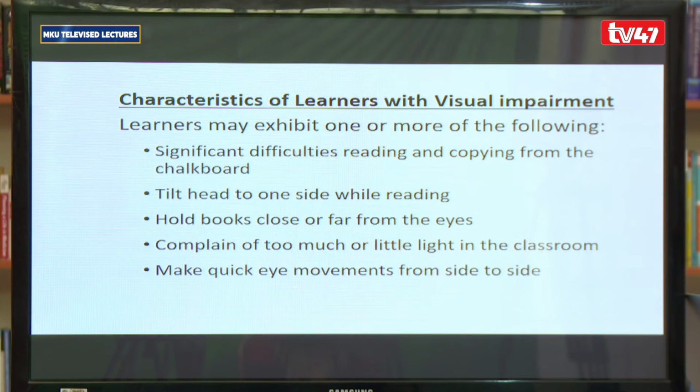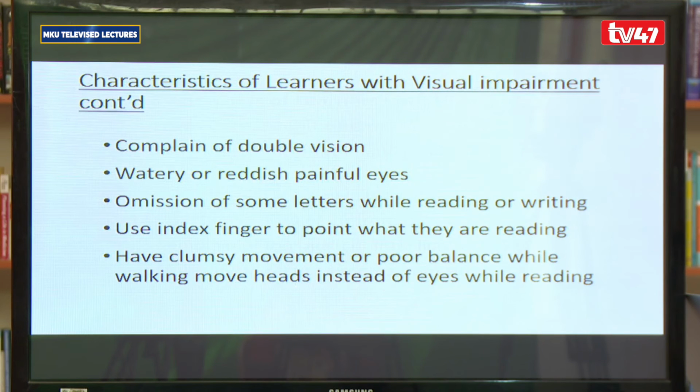They make quick eye movements from side to side. And this is very common with those with albinism, that you'll see that their eyes are always moving from one side to the other. It is an indication that they have a problem with their eyesight. They may also complain of double vision. What do I mean by double vision? Double vision is when you're seeing one thing in twos. When you're looking at someone and you're seeing like they are two and it's the same person, that's double vision, which is also a problem with the eyesight.